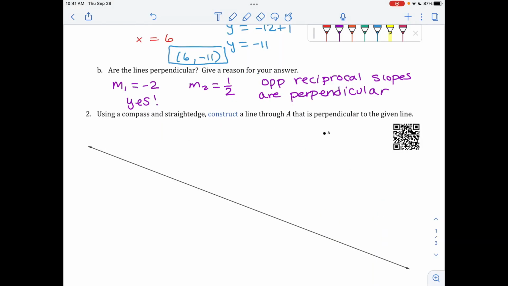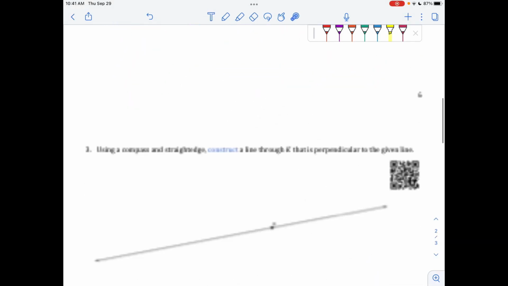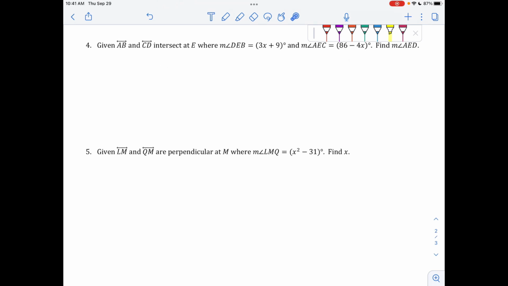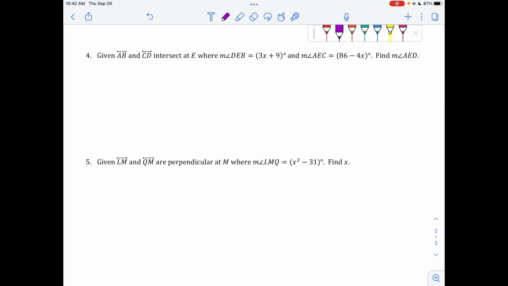Now, the next thing that we are going to do is talk about some example problems. I'm actually going to have you skip question 4, and this is a question you might decide to come back to later, but we're going to start with question 5 here. With question 5, it tells us that we have some line LM and some line QM, and they're perpendicular at this point M. So I need to draw this, right?